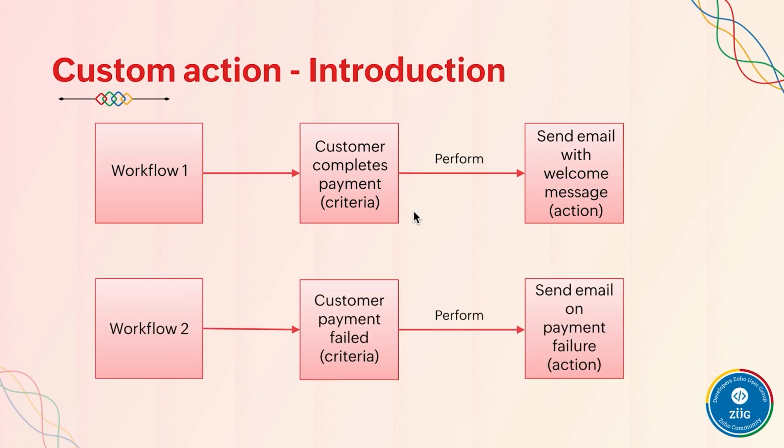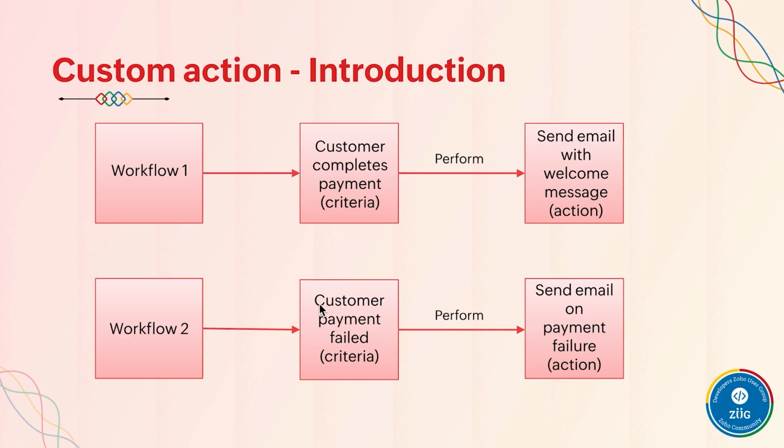Let's take another scenario. If the customer's payment fails or doesn't go through, you will want to send a different email. So in this case, you can create another workflow where you specify the condition and criteria for the failed payment, and the action that is going to be performed over here is again sending out an email, but the content of the email is going to be specific for this particular criteria.